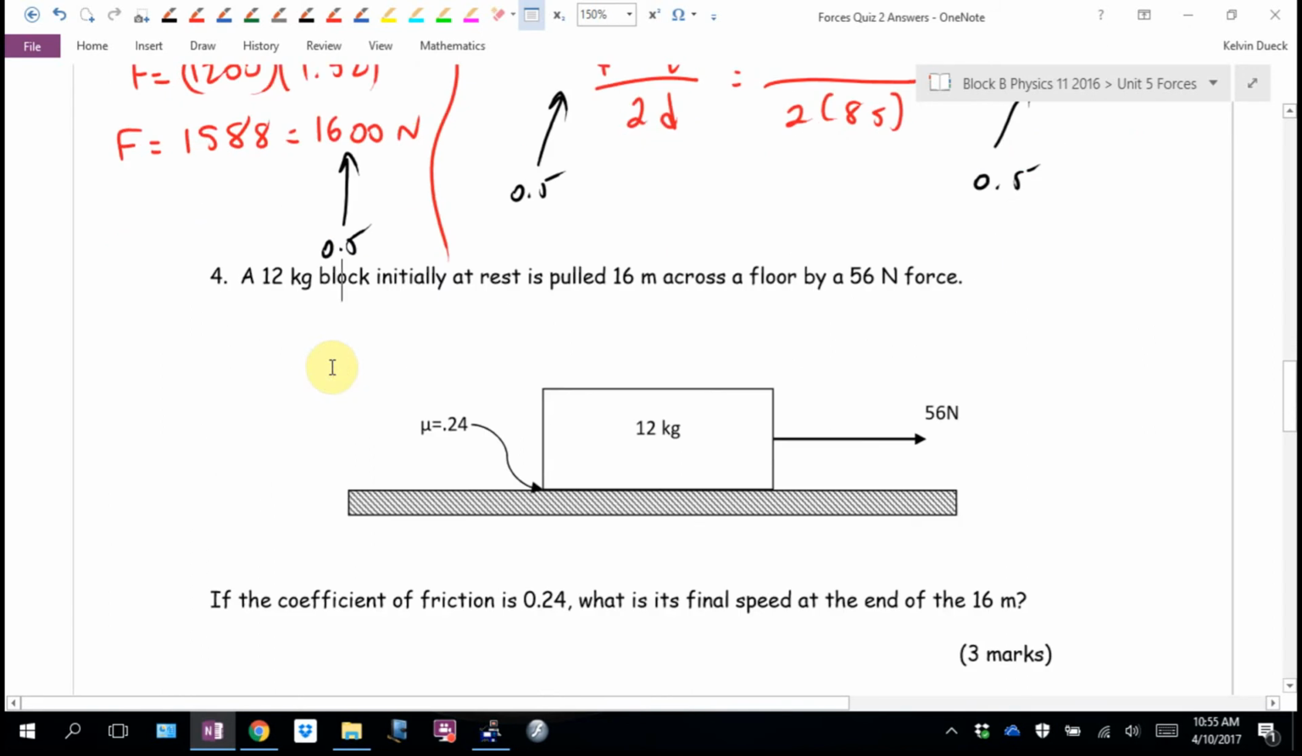I like number 4. Number 4 is a nice question. Max, how many marks is number 4 worth? Not 2? 3? You know what? I'll bet you I'm going to find something and then use that to find something. I think it's going to be like a 3-step question.